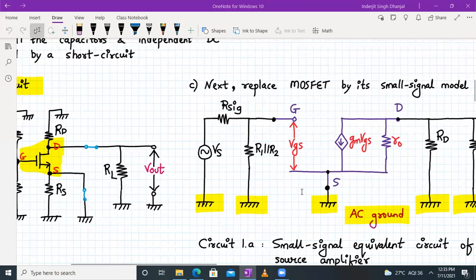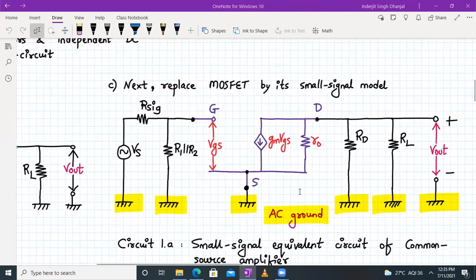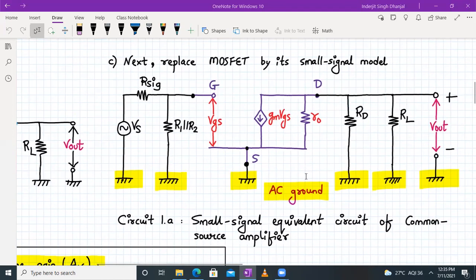Now let's see the complete small signal equivalent circuit. From the drain terminal, we have RL and RD in parallel, and we have a voltage V out, which is connected in parallel with both the resistors. So this is my complete small signal equivalent circuit for a common source amplifier.